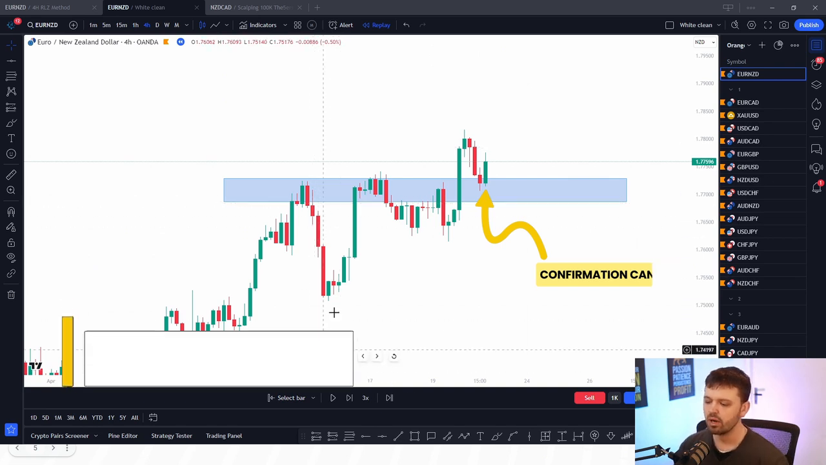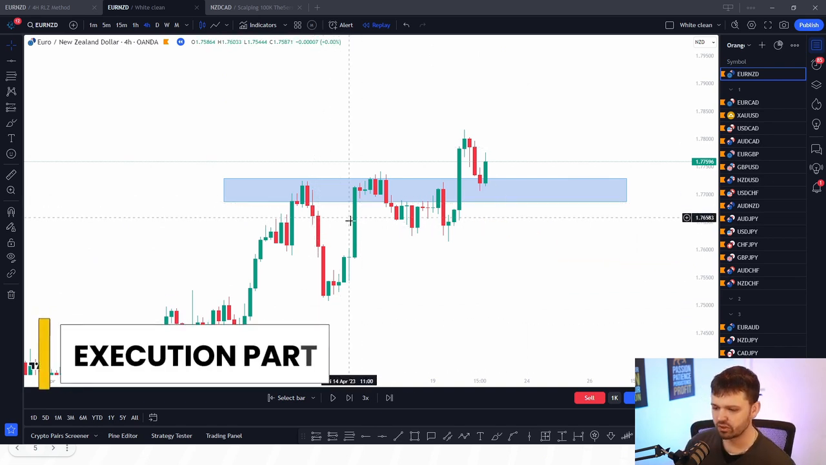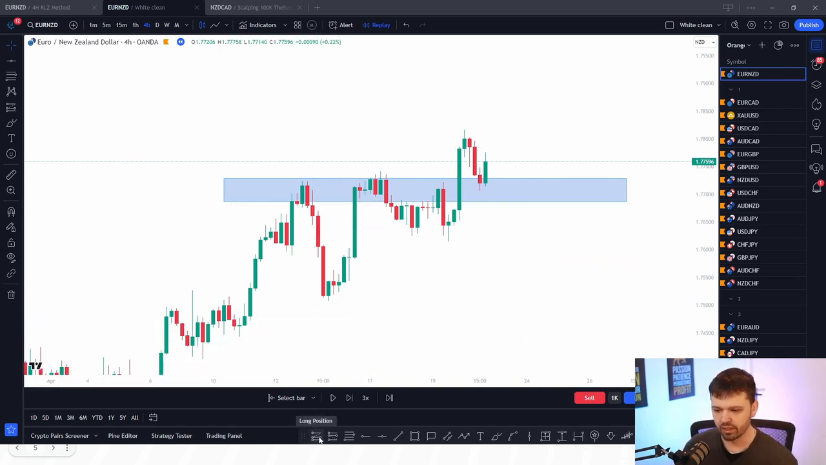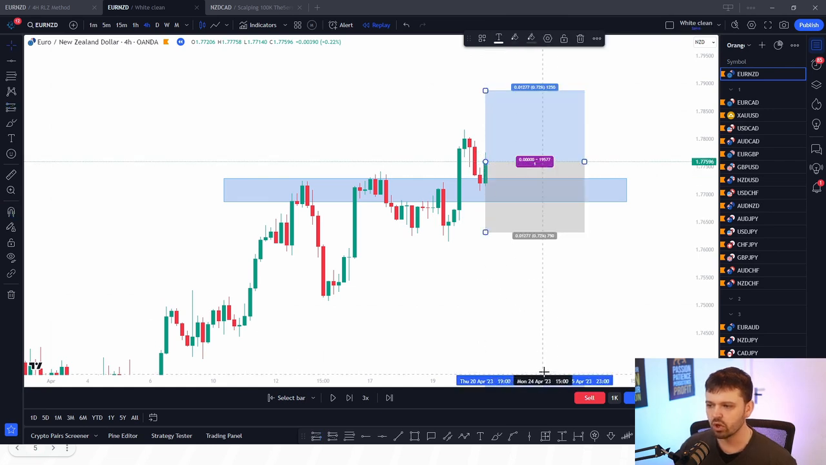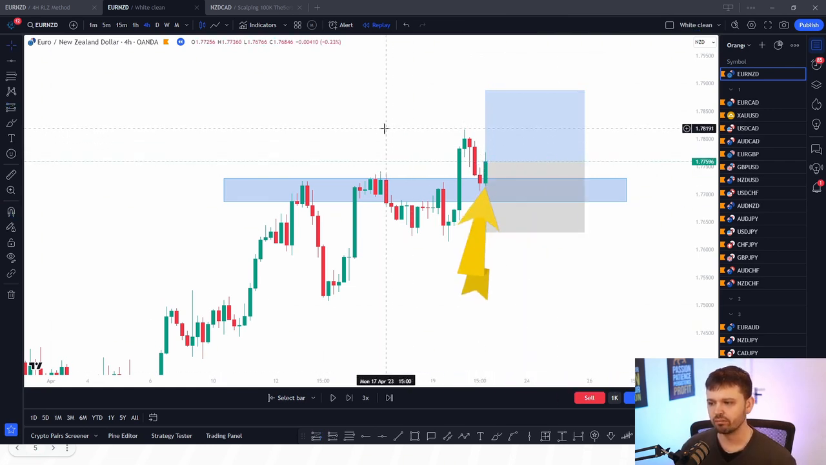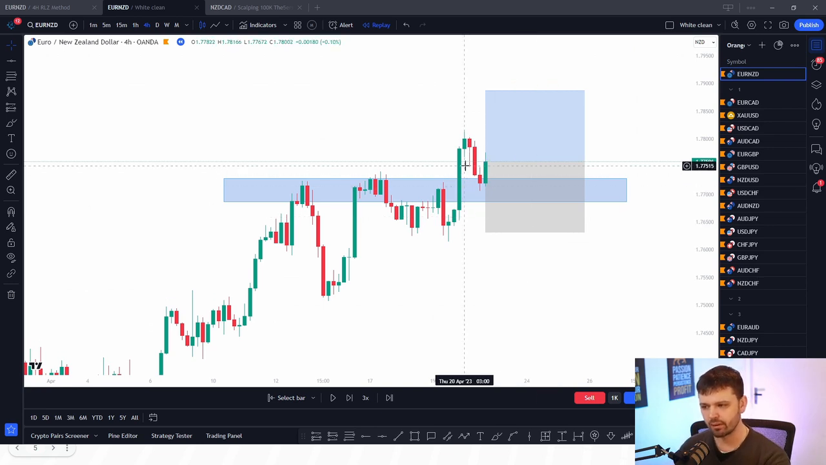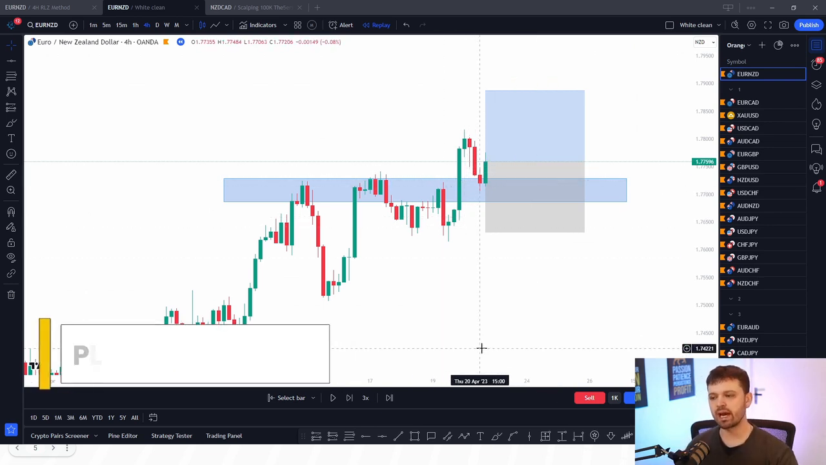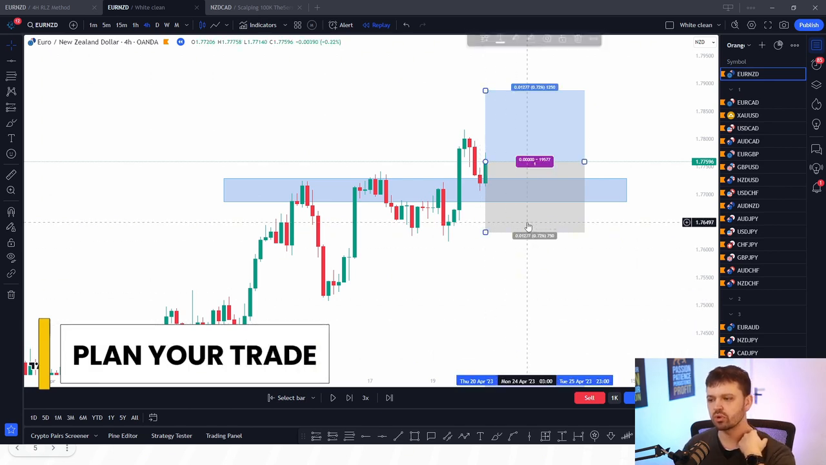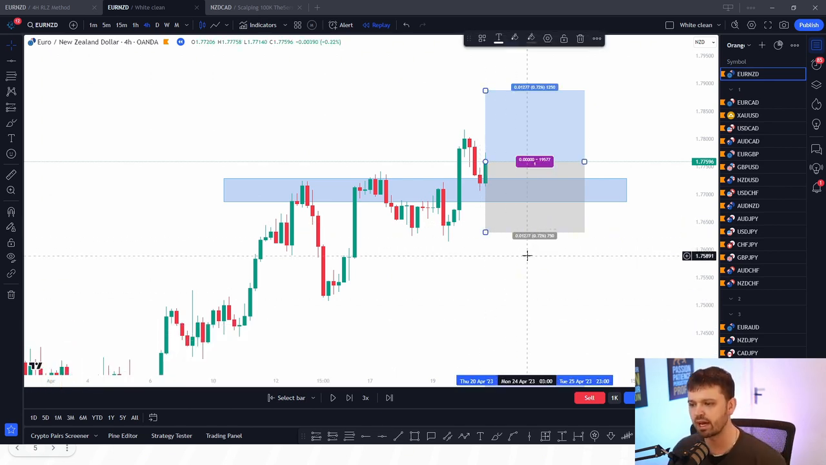For this example, what does execute actually mean? Well, we're going to be entering on the close of this candle. That's the plan. And then of course, when you get the breakout, or even prior to getting the breakout, you need to plan your trade. So let me show you what my plan of the trade would look like.